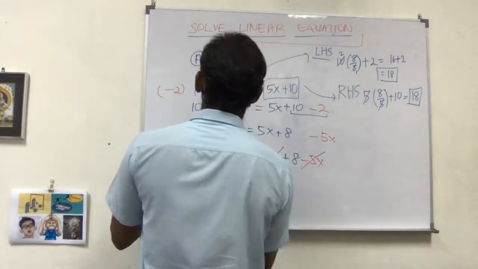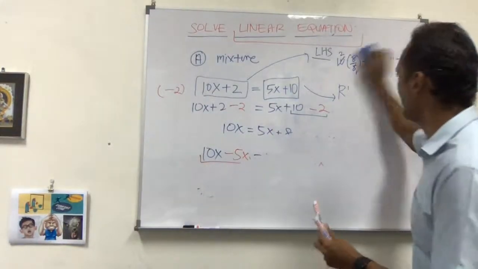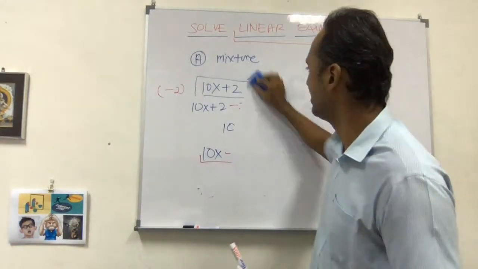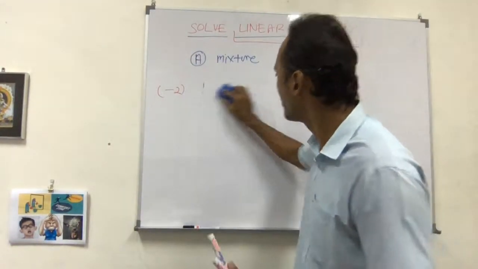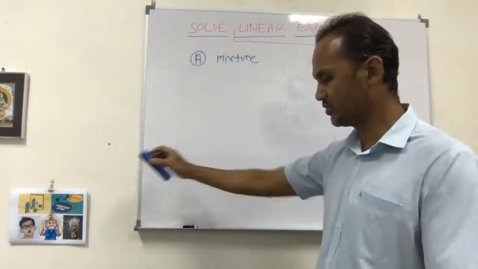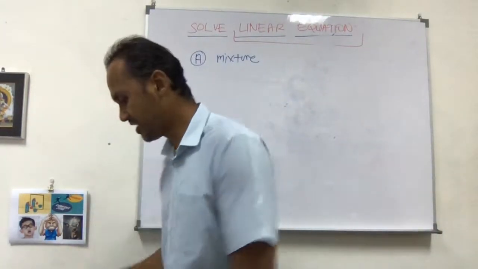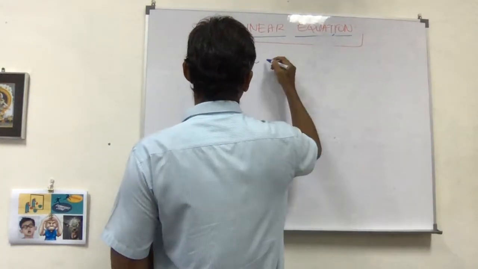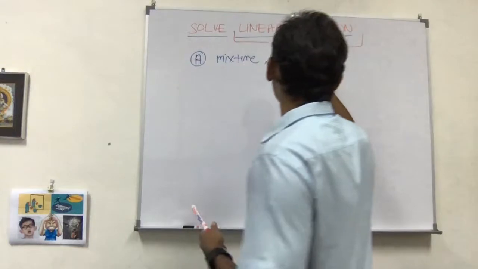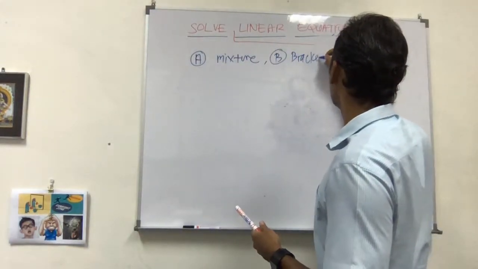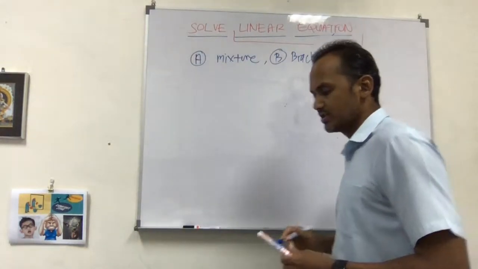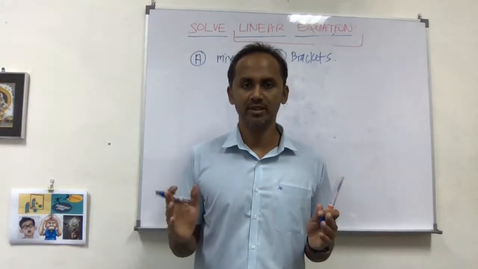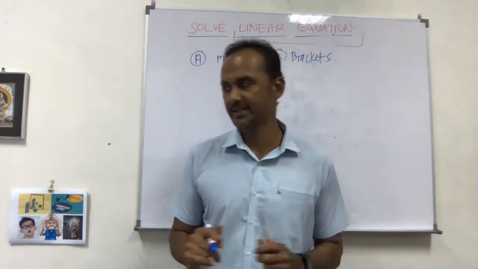Let's move to type 2. The previous one is called the mixture type, where we have unknowns on the left and the right, numbers on the left and the right, and we just move or transfer them to one side, unknowns on one side, numbers on the other side. Another type would be with brackets, or parentheses. So when you see brackets in a linear equation, the first thing to do is to get rid of the brackets.